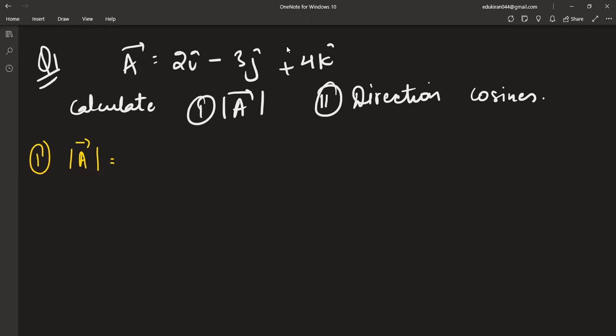Yes, Martin, what is the value coming? What is the value of magnitude coming? ax square plus ay square plus az square. Ma'am, 4. Root 4. Sarah says root 4. No, only 4. Martin, your answer. I'm still waiting. Calculate and tell me. Yasir, your answer.